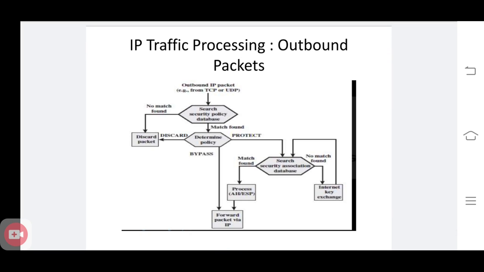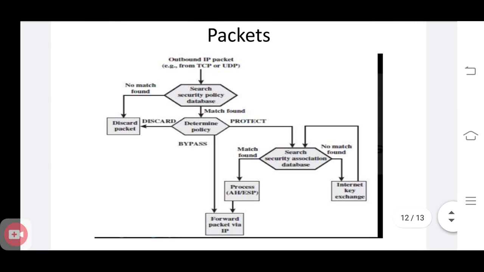Then this is IP traffic processing for outbound packets. Outbound IP packets come into the network and it searches the security policy database. If no match is found, the packet is discarded. Otherwise, it determines the policy. If protection is needed, then it protects by using some security association. Or if there is no need of protection, then it will bypass, and the packet is forwarded via IP.